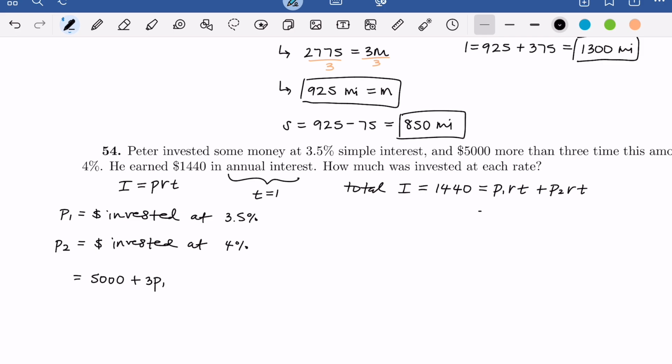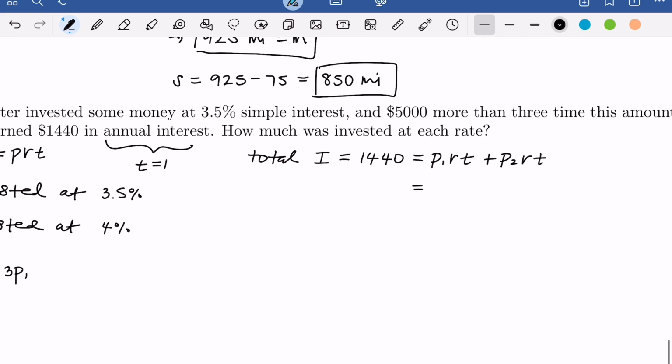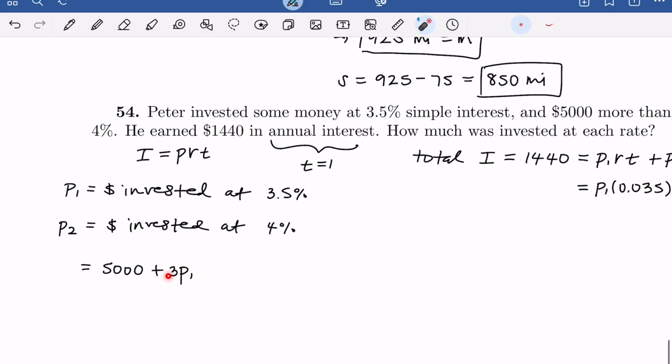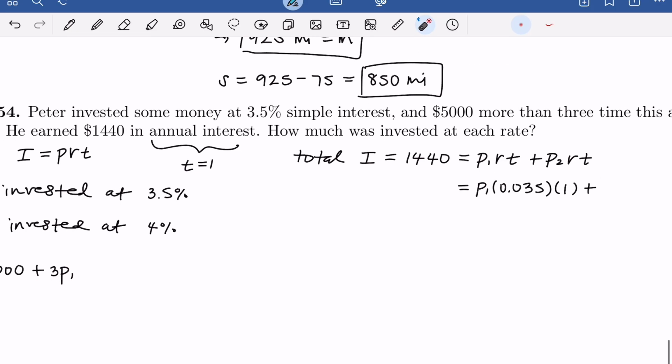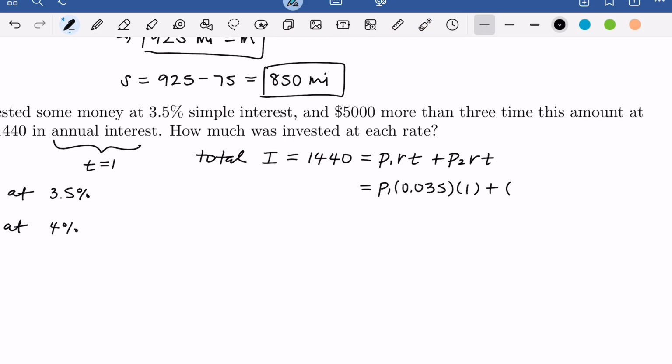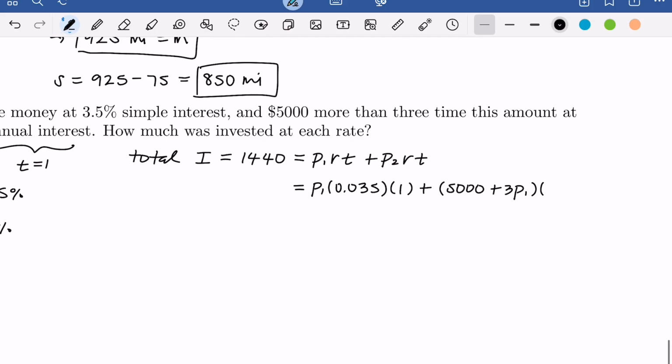So let's plug in our known information. Let's do a step by step here. We're going to have P1, which we don't know what that is, at 3.5%. So remember, we have to turn this into a decimal. And then remember, our time is just 1. So we're just going to put 1 there. And then we're going to have our P2. Now remember, our P2 is 5,000 plus 3 times P1. So we'll plug that in here. We're going to have 5,000 plus 3 times P1 times our 4% or our 0.04. And again, our T is just 1.